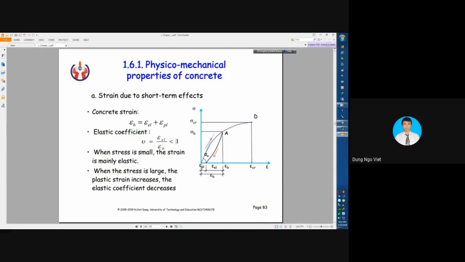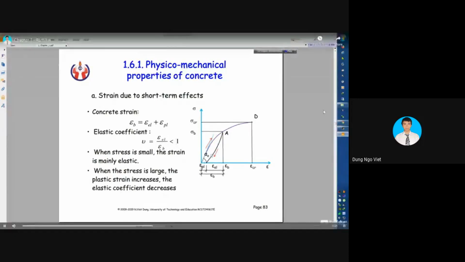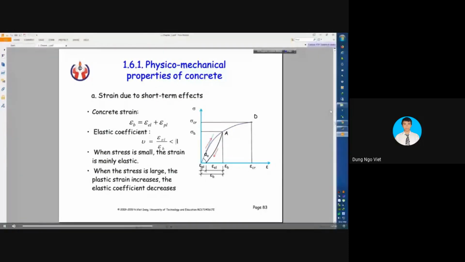When the stress is small, you can see here, this part is a linear line. So when the stress is small, the strain is mainly elastic. When we decrease the stress, the strain will recover and return to zero. So the strain is mainly elastic. However, when the stress is large, it goes to the nonlinear part. The nonlinear part is the curved line, and the plastic strain increases, and the elastic coefficient decreases.